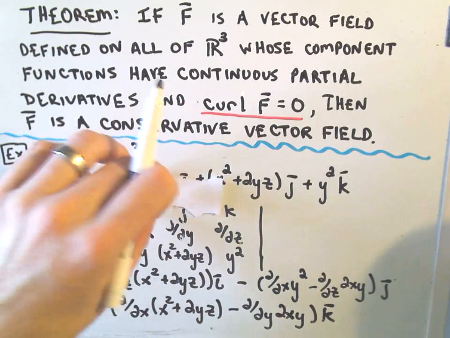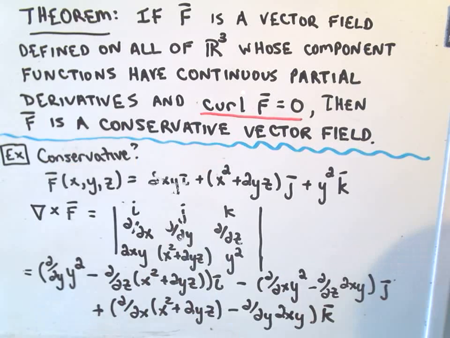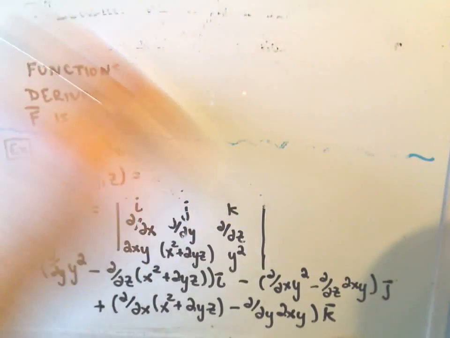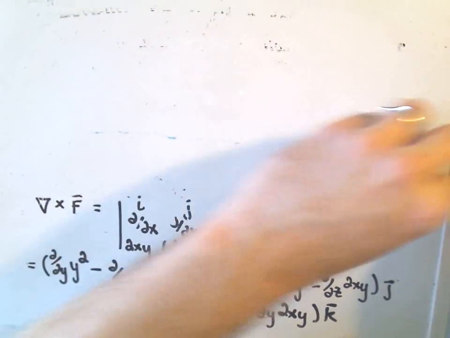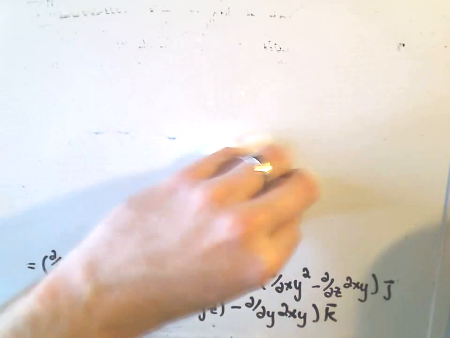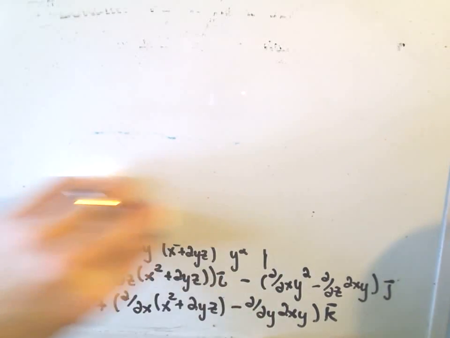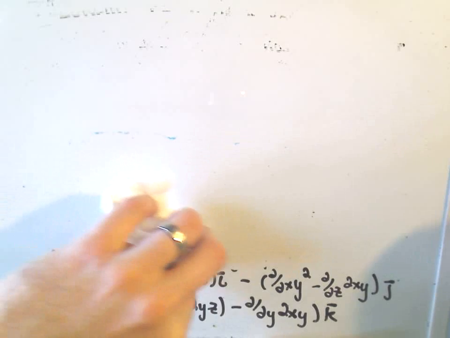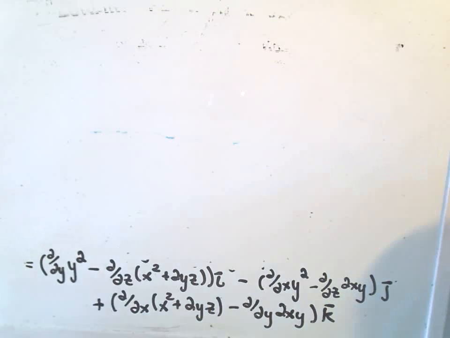Alright, so hopefully I wrote everything out correctly here. Let me give myself a little more space to compute all this at the bottom. Again, if this works out to be simply the 0 vector, then we do have in fact a conservative vector field.